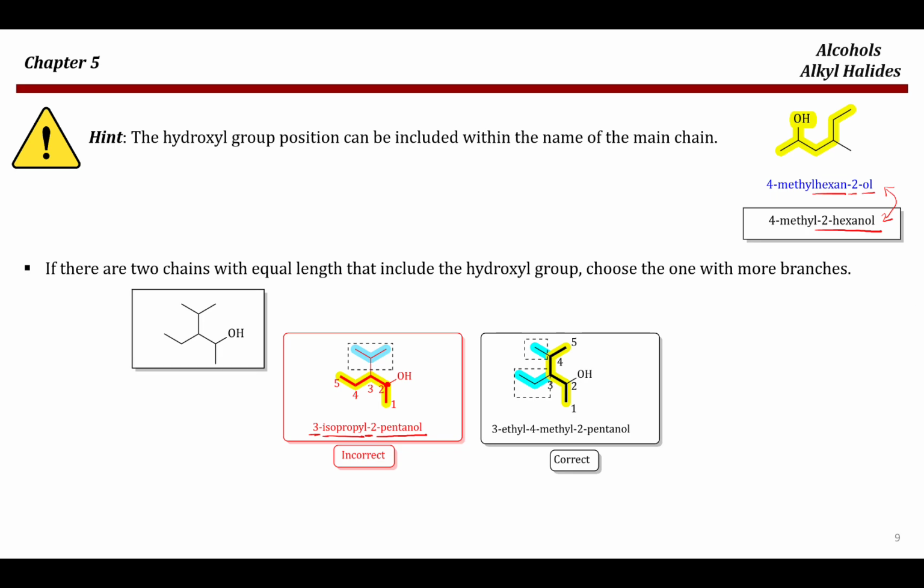if I choose the other chain, which is this one now, yes, it's going to be pentanol, 2-pentanol, but in this case I'm going to have 2 branches, which are ethyl and methyl. According to the rules, if you have 2 chains with the same length, so pentanols in both cases, you have to choose the one with more branches. Since this one has 2 branches, whereas this one has only one branch, this is going to be the correct one. So whenever you have two chains with the same length and they both include the OH group, then you should choose the one which has more branches.